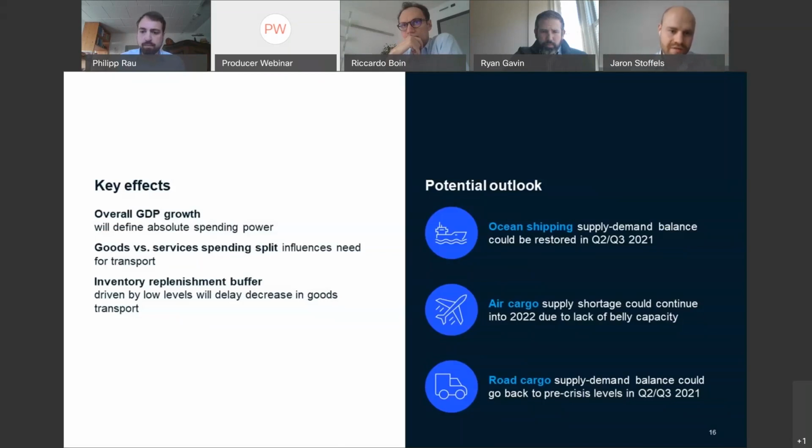Taking all of this together, we believe that we will later this year, probably in summer, see ocean shipping rates and also world cargo rates outbound of all major ports starting to normalize, while in air cargo, we believe that it takes a little bit longer to bring back all the supply to the market, and therefore it will probably be in 2022 where we see prices start to normalize again.